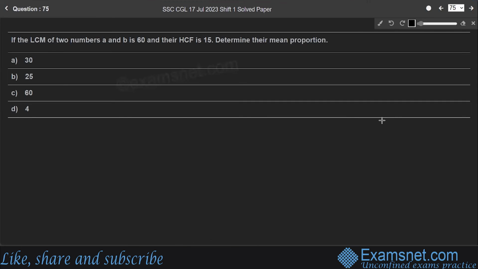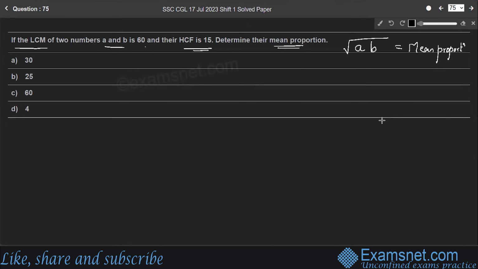Question 75. If the LCM of two numbers A and B is 60 and their HCF is 15, determine their mean proportion. So here mean proportion is nothing but the root of the product of those two numbers. Here two numbers are A and B. Square root of the product of the given numbers A and B gives the mean proportion. Mean proportion is nothing but square root of product of the given numbers.